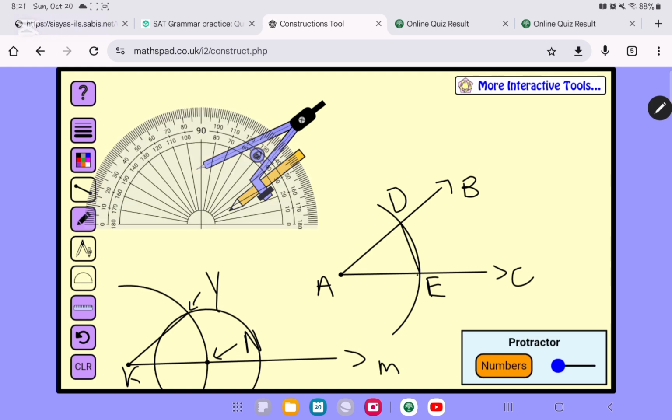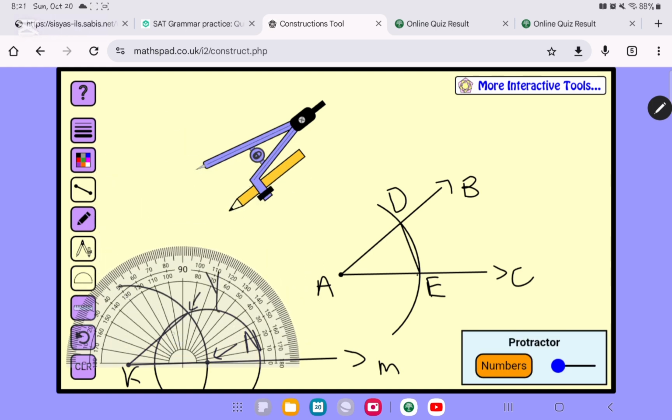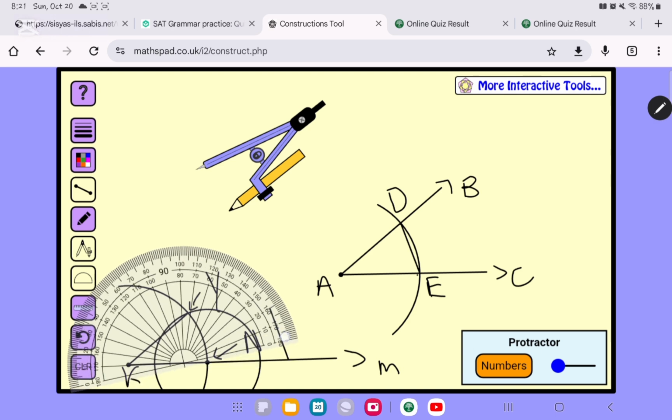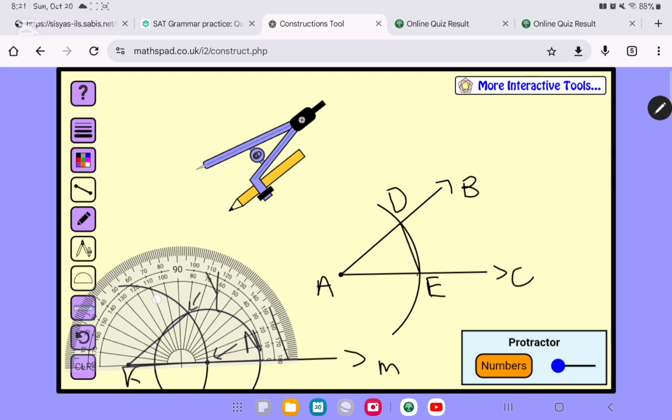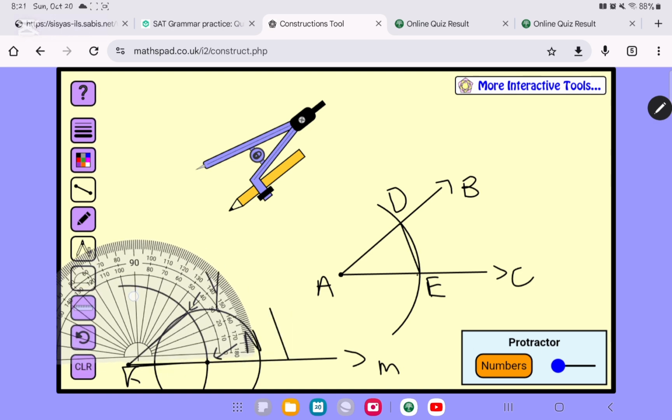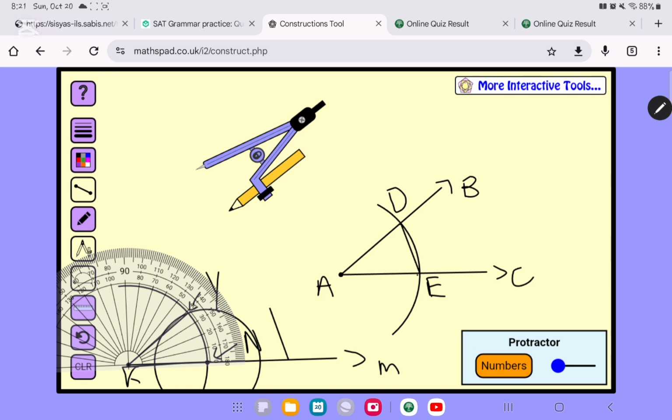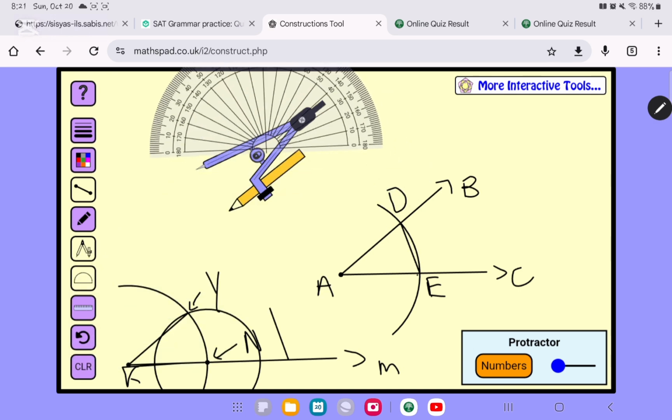Let us check. We're gonna take the protractor. We're gonna fix it so that it's exact. Then we're gonna put it over here, and you see that the angle is exactly 40 degrees.